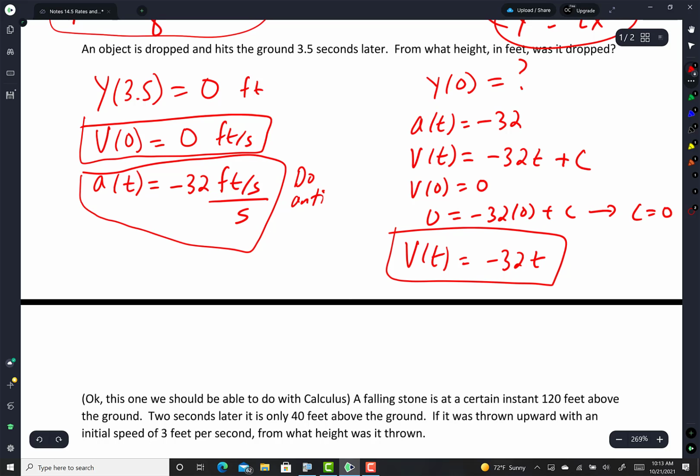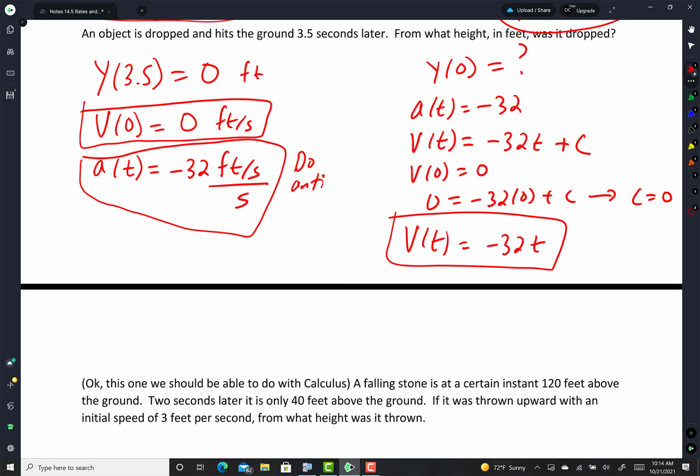Are we still okay? All right, now I'm going to get my position equation, and I'm going to do that by taking the antiderivative of velocity. So y of t is equal to, what's the antiderivative of negative 32t? Let's see, add 1 to the exponent. So 32, perfect. Negative 16t squared. And I have to add plus what? C. I'm going to find that C.